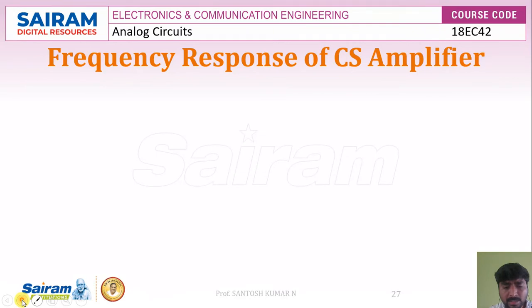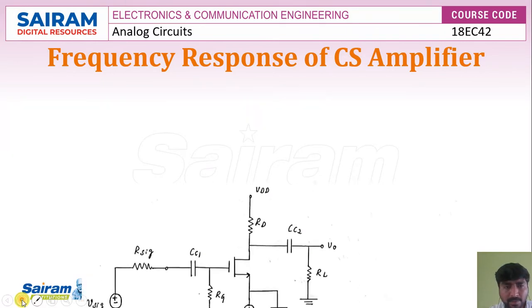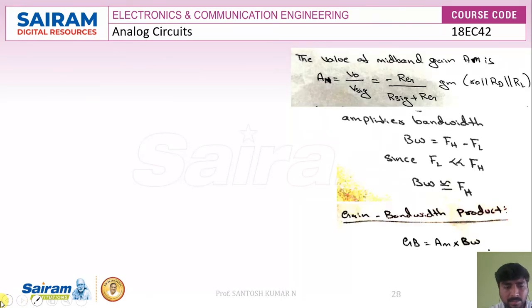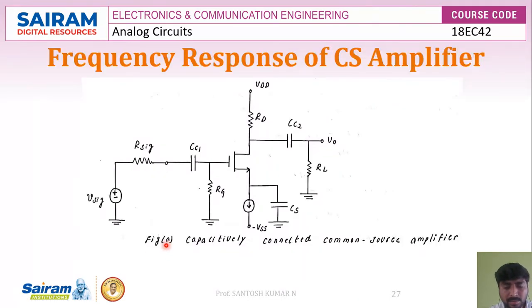Next is the frequency response of the CS amplifier. Here we study the dependency of the gain on the frequency of the input signal, that is, how the gain depends on the frequency of the input signal we apply. There will be three different frequency bands.